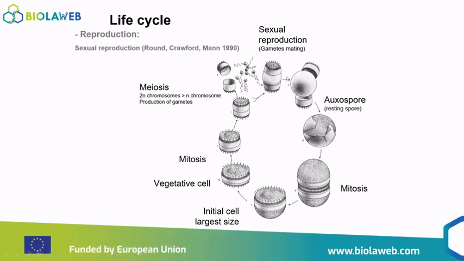It will produce an auxospore here. It's in fact a resting spore. And these spores, in fact, are able to resist if you have bad conditions in their environment. And we can find, for instance, this kind of species in lakes. And during some bad period for this kind of species, they form this resting spore, and they fall into the sediment. And when the environment starts to be interesting again, this resting spore makes a mitosis, and you will find again the largest initial cell.